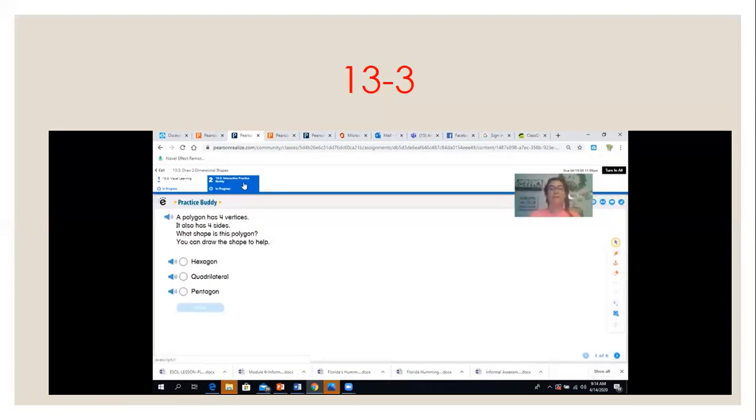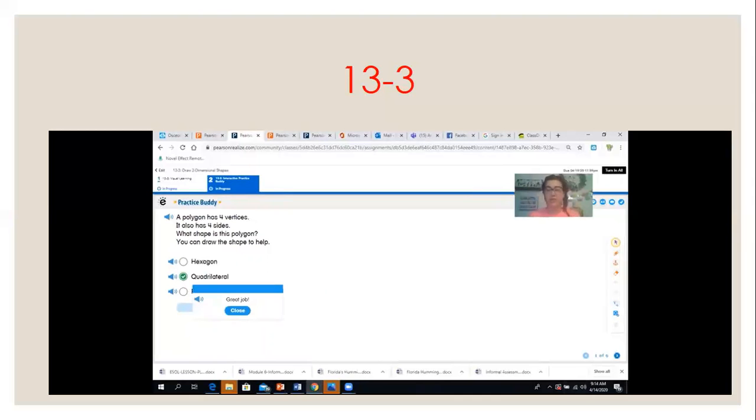A polygon has 4 vertices. It also has 4 sides. What shape is the polygon? You can draw the shape to help. Okay. Well, remember, the root word quad is 4. We went over this vocabulary. So quadrilateral, quad is 4. Pentagon is 5. Hexagon is 6. So the only one is quadrilateral.